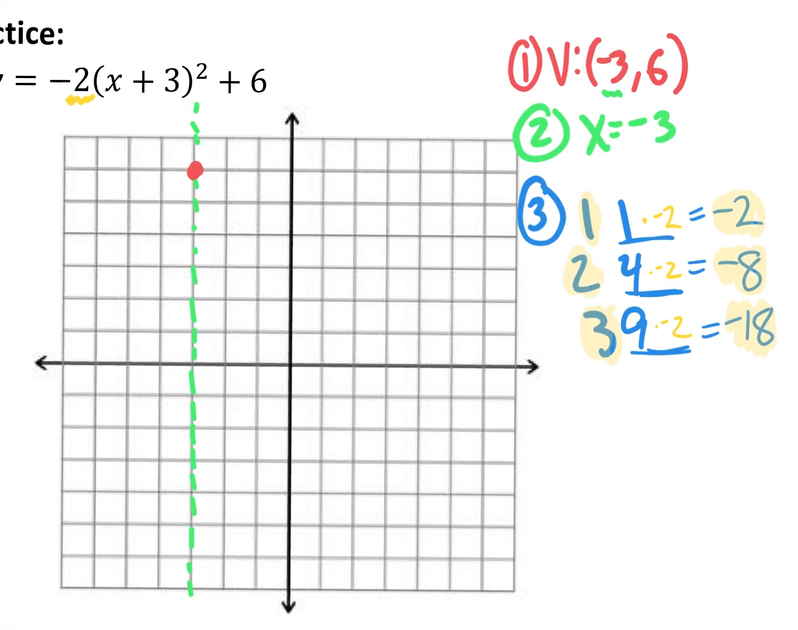Anyways, from the vertex, we're going to go 1 to the right and 2 down, and put a dot right there. And we're going to go back to the vertex, 2 to the right, 8 down, 1, 2, 3, 4, 5, 6, 7, 8. And if you do go back to the vertex and try 3, -18, that's going to be 1, 2, 3. -18 is way off this graph. I'm not going to bother graphing it. Okay? Map them over to the other side, right here and right there, and we are good.